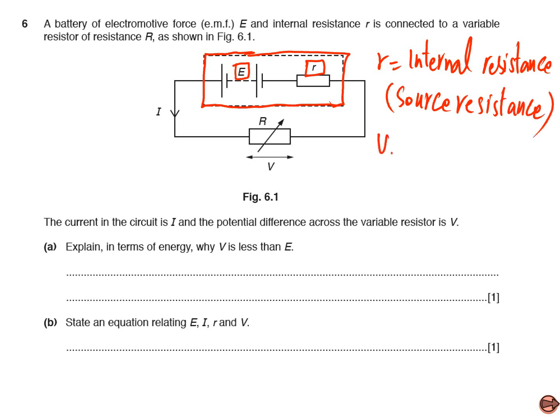The second thing we need to understand is terminal potential difference. This is what we call VT, the terminal PD or terminal potential difference. So what exactly is terminal potential difference?